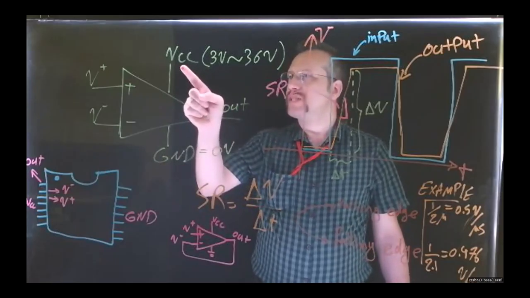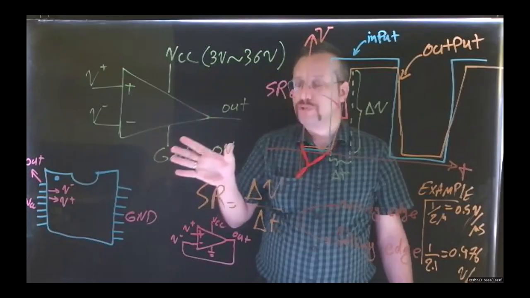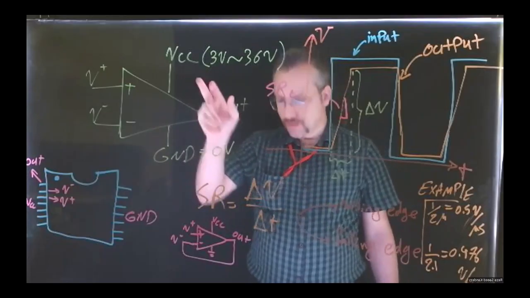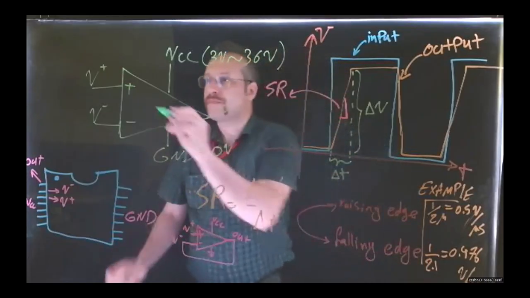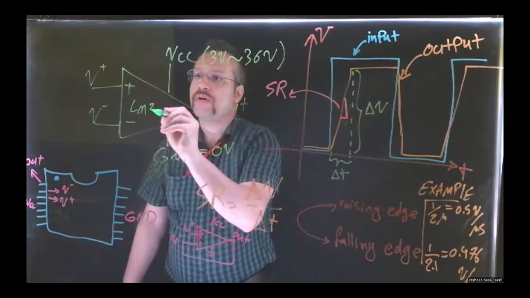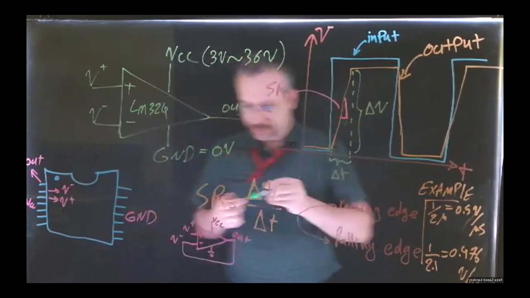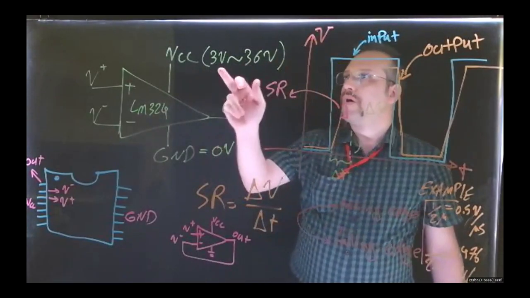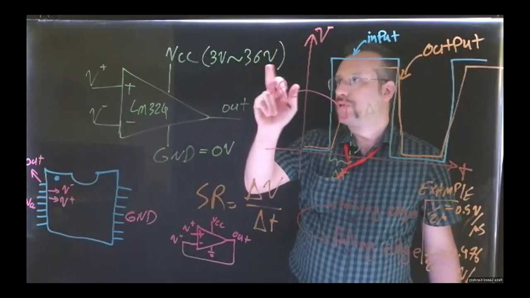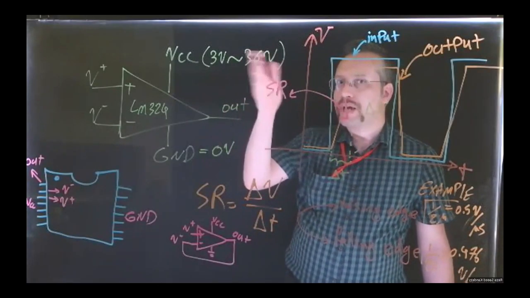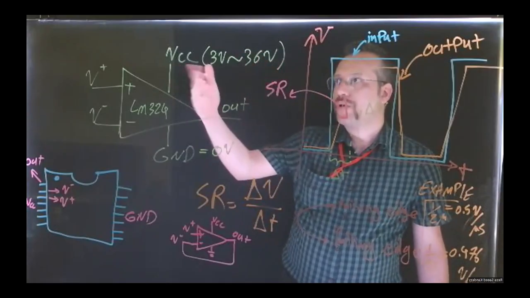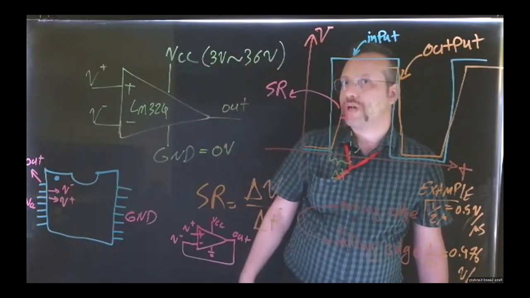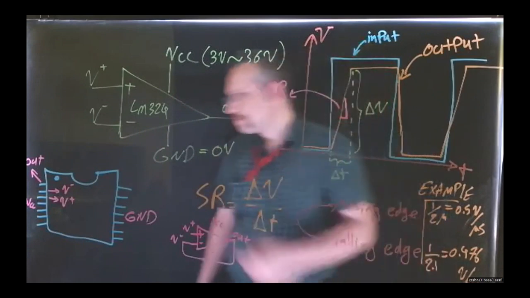And normally the VCC for the LM324 is somewhere, let me write that down. The LM324 is somewhere between 3 volts all the way to 36 volts. Okay, we don't want to go near that top or bottom of the interval, so somewhere in between.